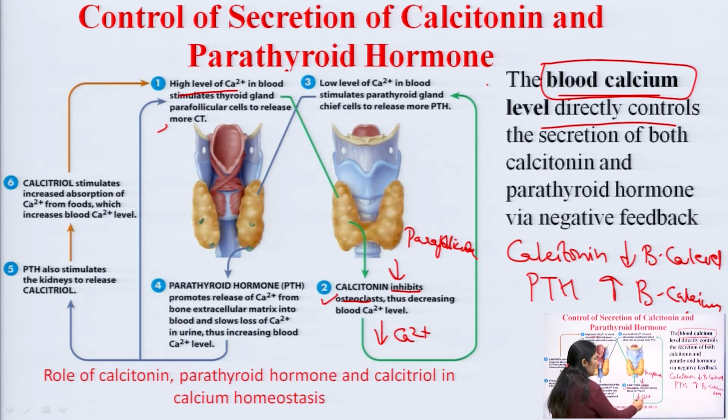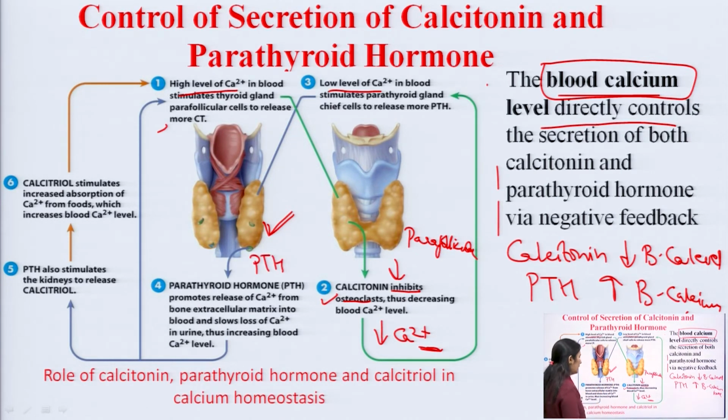And as soon as blood calcium level falls, whenever there is a low level of calcium, it will stimulate the parathyroid gland. It will stimulate the parathyroid gland chief cells to release parathyroid hormone.